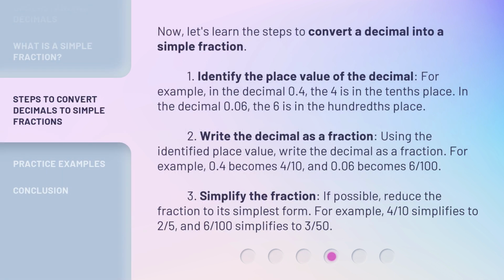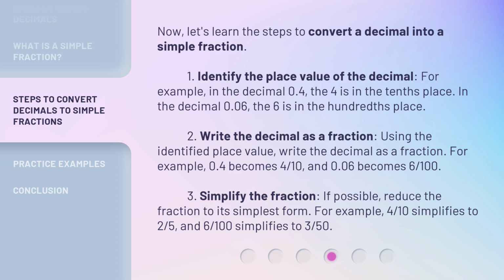Now, let's learn the steps to convert a decimal into a simple fraction. 1. Identify the place value of the decimal. For example, in the decimal 0.4, the 4 is in the tenths place. In the decimal 0.06, the 6 is in the hundredths place.